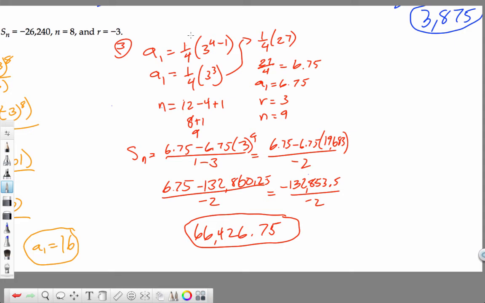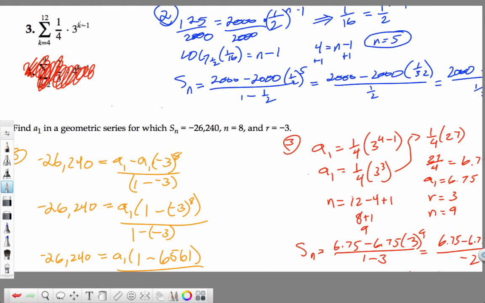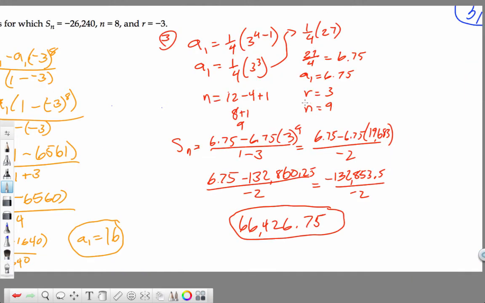I have to find the A1. I plugged in 4. So 3 raised to the third is 27. 1/4 times 27, 27 over 4. You can use the decimal here, 6.75 as A1. My R is 3, and I get that because that's what's being raised to the exponent right here, and that's always going to be your R. And the N is equal to 9. 12 minus 4 is 8, plus 1 is 9.